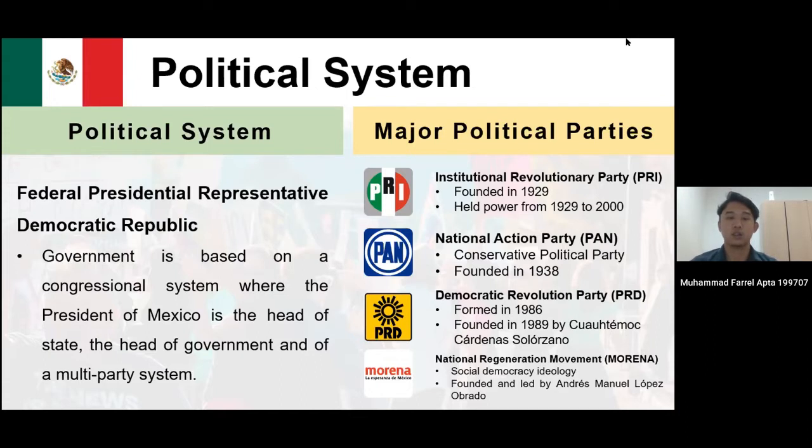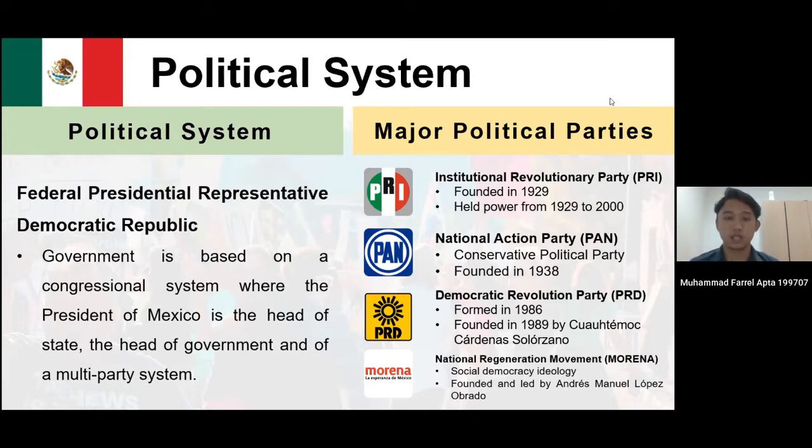The first party is the Institutional Revolutionary Party or PRI. PRI is a Mexican political party founded in 1923 that held uninterrupted power in the country for 71 years, from 1929 to 2000, first as the National Revolutionary Party, and was founded by Plutarco Elias Calles. The second party is the National Action Party, a conservative political party in Mexico founded in 1983. The party is one of the four main political parties in Mexico, and since the 1980s has had success winning local, state, and national elections.